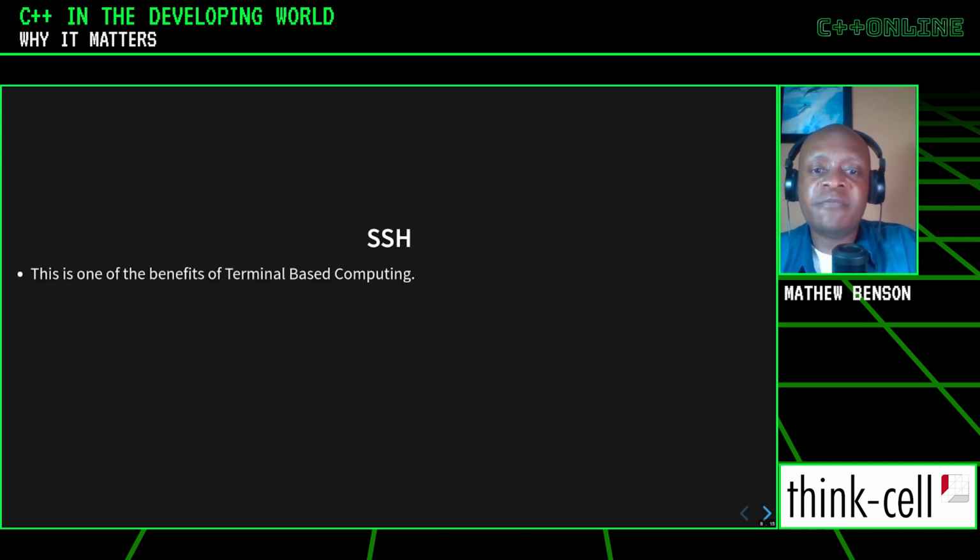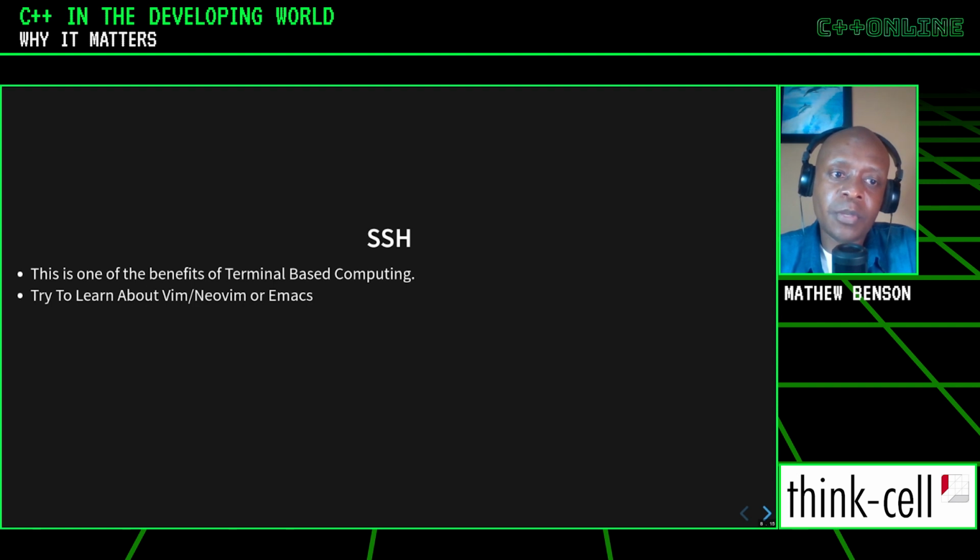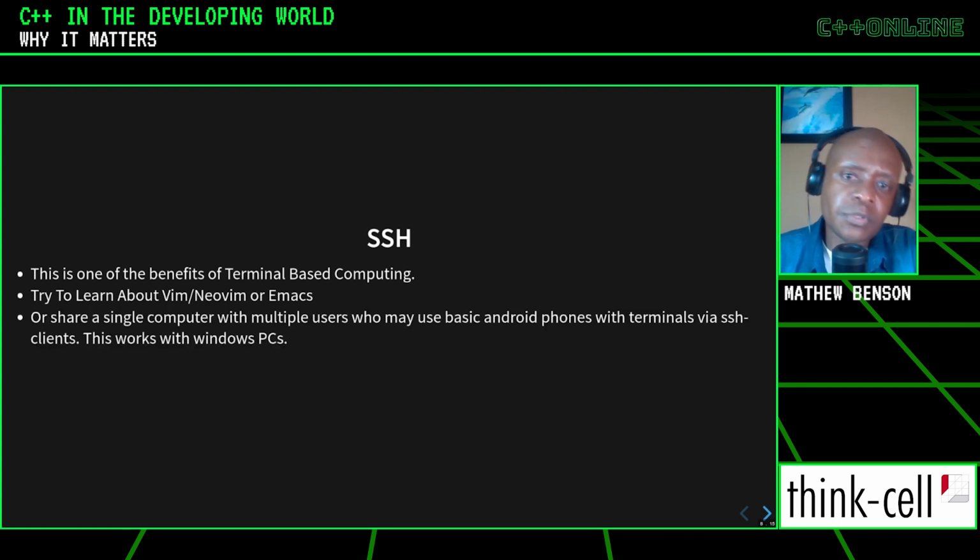Now, in the same vein of using the terminal and terminal-based computing, there are opportunities that are opened up, especially with the Secure Shell Host, SSH, something that I've been working with. In fact, personally, I do use NeoVim, both on Windows and Linux. And I'm able to work on multiple machines from one place.